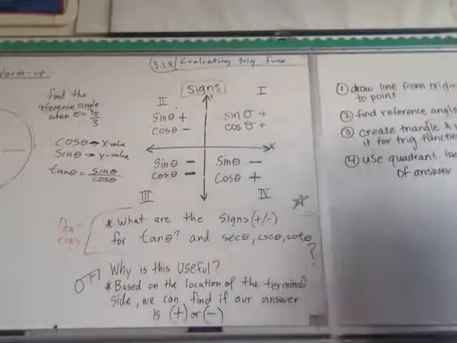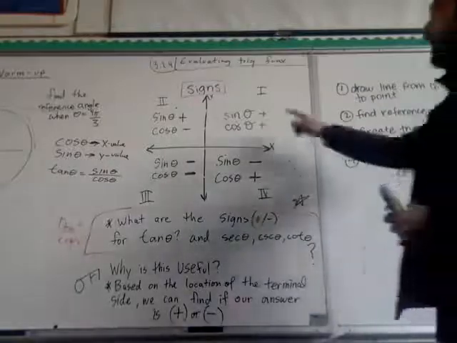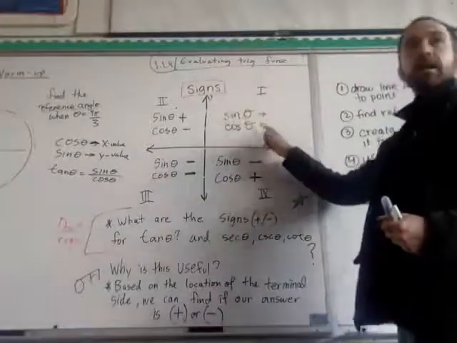Talk with your neighbor. Give you like just 10 seconds. Get an idea out. Why is quadrant 1 sine positive, cosine positive? Why?